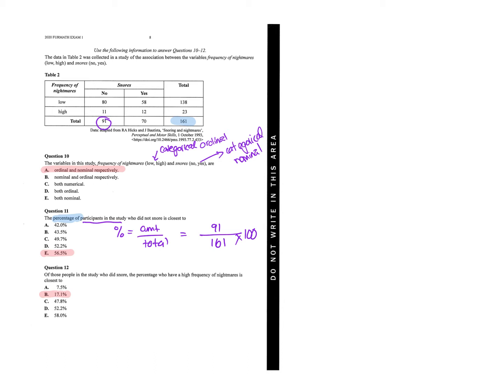Question 12. Of those people in the study who did snore, so they're only talking about the snorers, the percentage who have a high frequency of nightmares. So we want a percentage again, so it's the amount out of the total. The total will generally be mentioned as 'of these'. So because it was of the snorers, we had 70 snorers, and it says the percentage who had high nightmares. So of the snorers, there was 12.